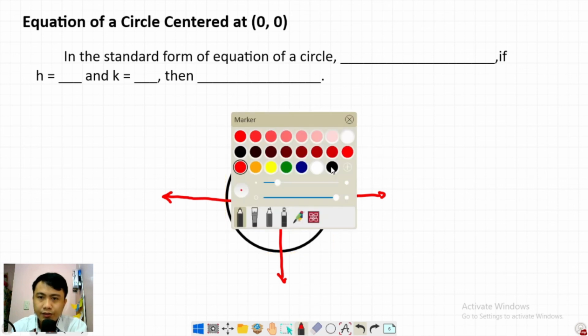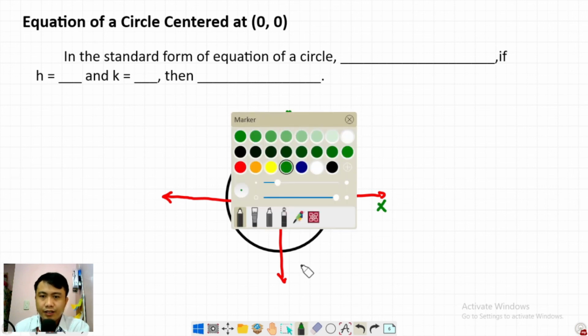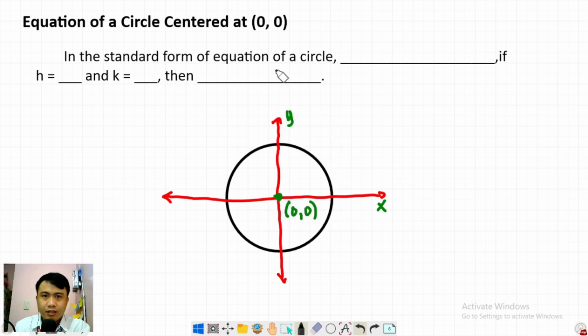Okay, so we have here the center. Ito po yung center niya, (0, 0), origin. Again, this is the y-axis and this is the x-axis. So, equation of a circle centered at (0, 0). In the standard form of equation of a circle, again, what is the standard form kanina? We have (x minus h) squared plus (y minus k) squared is equal to r squared.